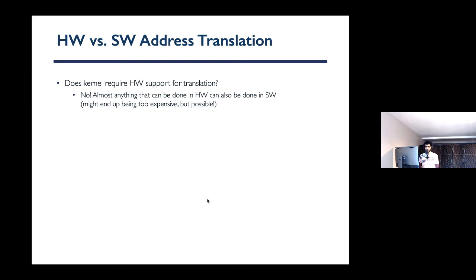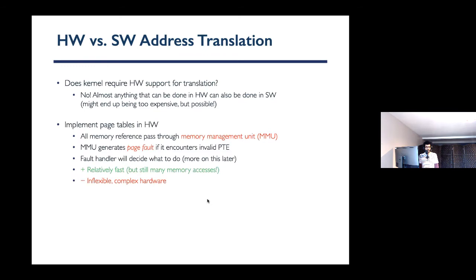Like many other questions of this sort that I asked in the past, the answer is no. We really don't need hardware support. We can do it ourselves in software, but of course, it's going to be super expensive. So we would appreciate hardware support in address translation, because that could speed up the process dramatically. So that's one thing. Now, how do we implement page tables?